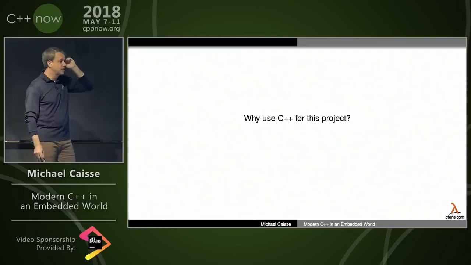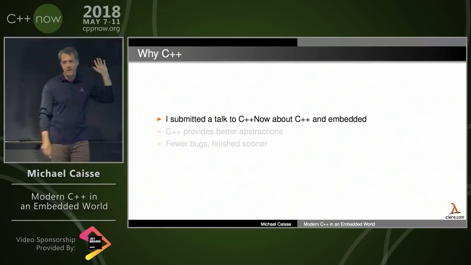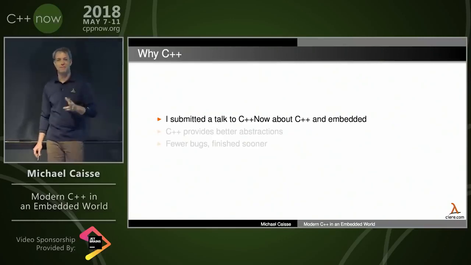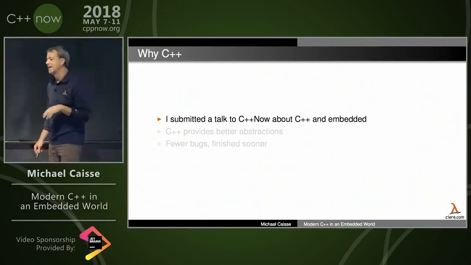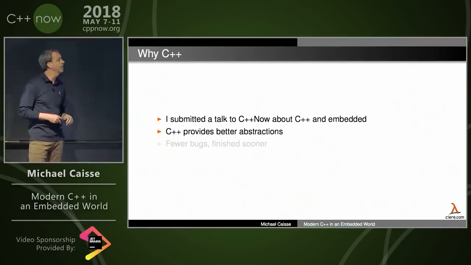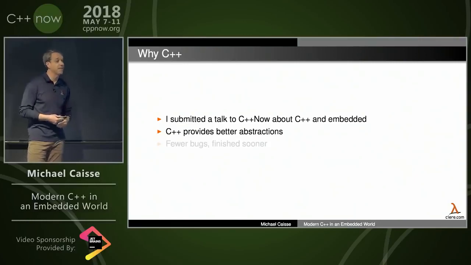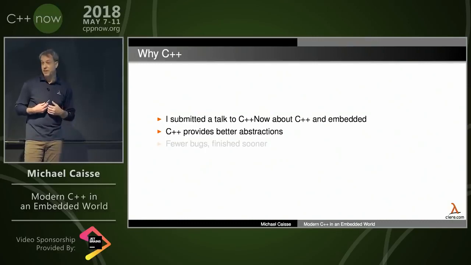Okay, so the question is, why use C++ for this project? Why not just use C like everybody else in their right mind uses C? First, I submitted a talk about this, so I have to use C++ because I don't really have another choice. I typically try to use C++ if I can, for a variety of different reasons. One, it provides abstractions that I believe are easier to work with and I will have a better result in the end. I'm able to think about problems at a higher level. Now, what's interesting is, what I think is a good thing, the majority of the embedded world thinks is a horrible thing. They hate abstractions. We will see a lot of that today.